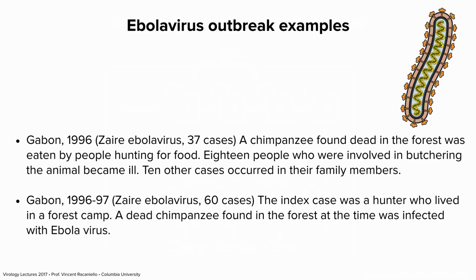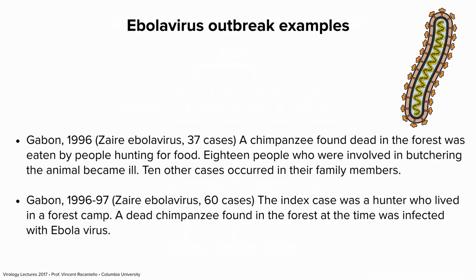Here are 2 examples of some outbreaks. There was one in Gabon in 96 of 37 cases. So a chimp was found dead in the woods. It was eaten by hunters. They just picked it up and brought it back, and they ate it. 18 people involved in butchering became ill, and then 10 other cases in their family members. You have to understand that these individuals will eat the meat, bring it home to their families, and then the infection spreads from there. Gabon, another one, 60 cases.